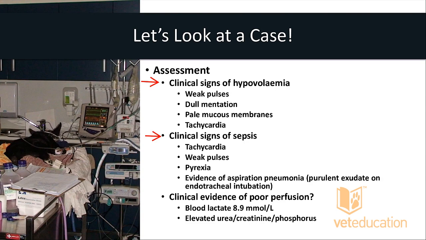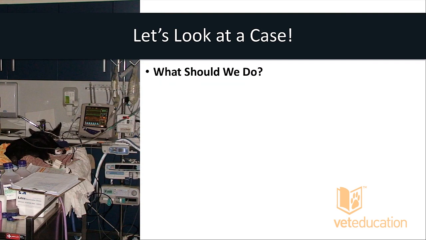He also had clinical evidence of poor perfusion. His blood lactate on admission was 8.9 millimoles per liter. He also had elevated urea, creatinine, and phosphorus, so he had organ dysfunction resulting from the hypovolemia and systemic inflammation that took place in him.